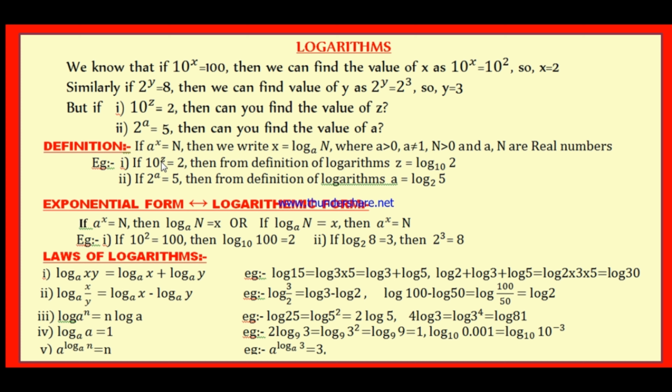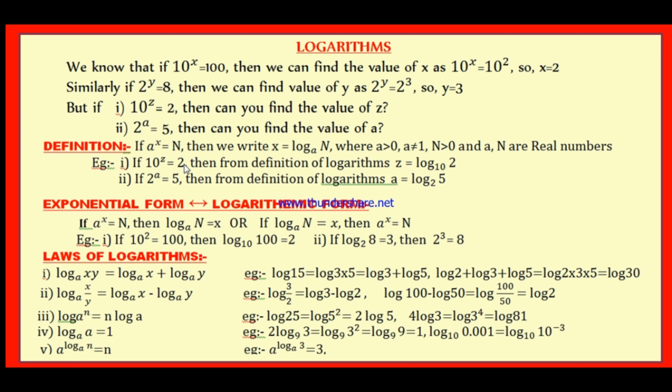Our given equation 10 power z is equal to 2 is in the form of a power x is equal to n, where a is equal to 10, x is equal to z and n is equal to 2. If the given equation is in the form of a power x is equal to n, then you can find the value of x as log n to the base a. Therefore, here also the value of z is equal to log 2 to the base 10.